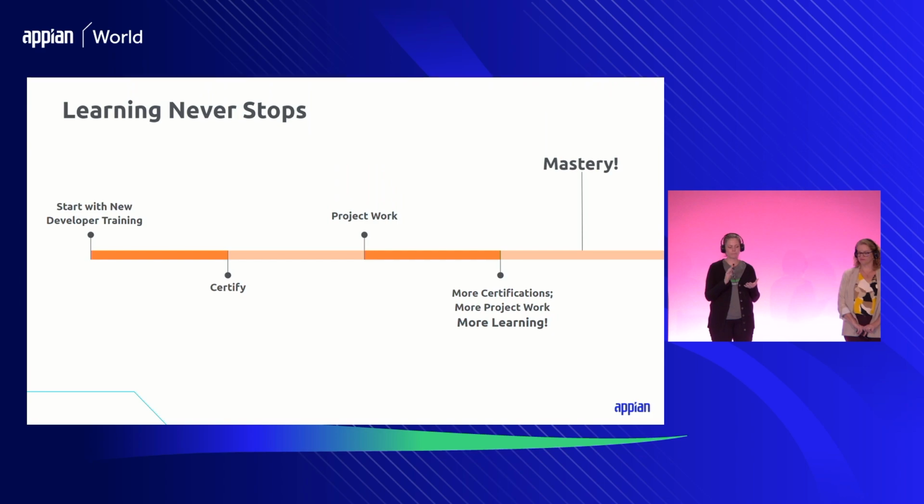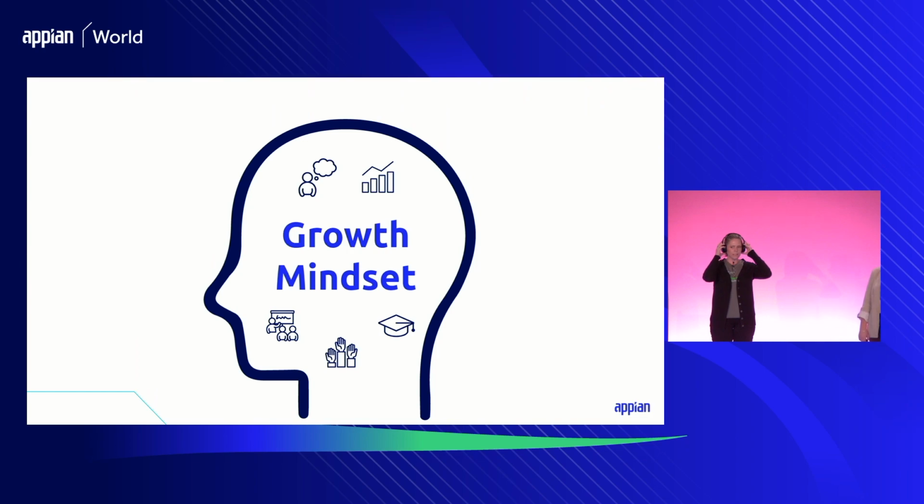And you have to be okay with that, both from an employee perspective as well as a program designer or manager. So we think about training as starting with training, and then probably certification, and then they're going to get some project work. But that's just kind of the first cycle or iteration, right? And then it just, rinse, repeat.